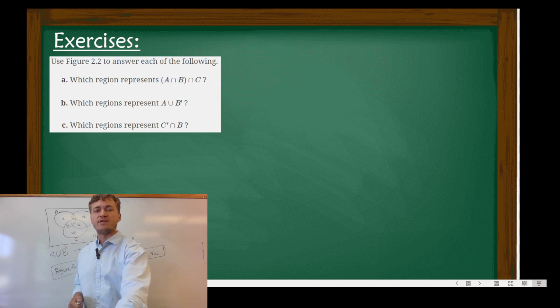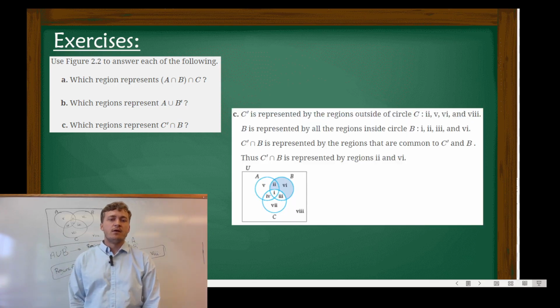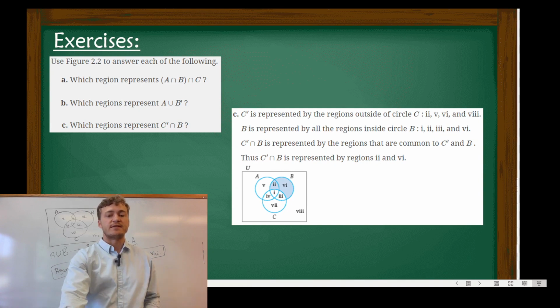Go ahead and take a look here for part C. For C complement, everything not in C, that would be 2, 5, 6, and 8. Everything in B is 1, 2, 3, and 6. Thus, we want to find those that are the same, that is both in C complement and in B, and we're just going to get 2 regions here, right? Regions 2 and 6.